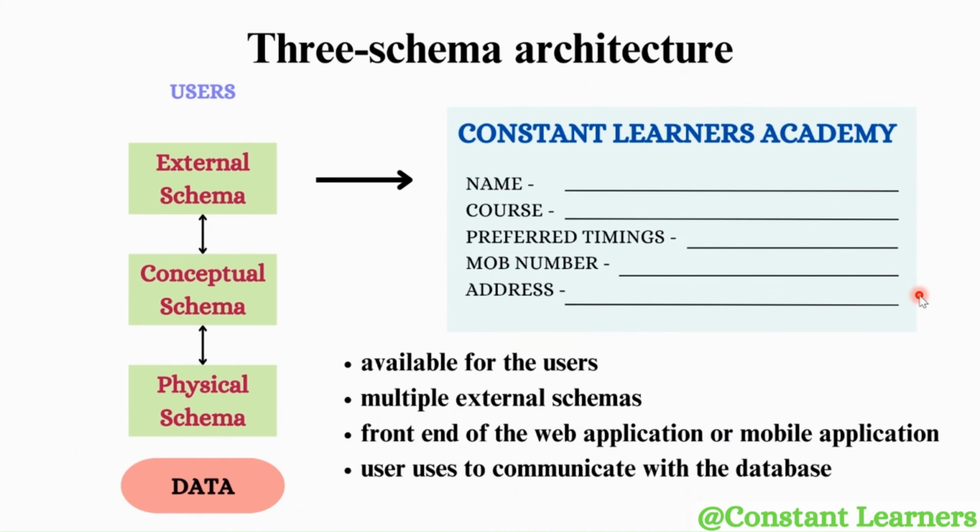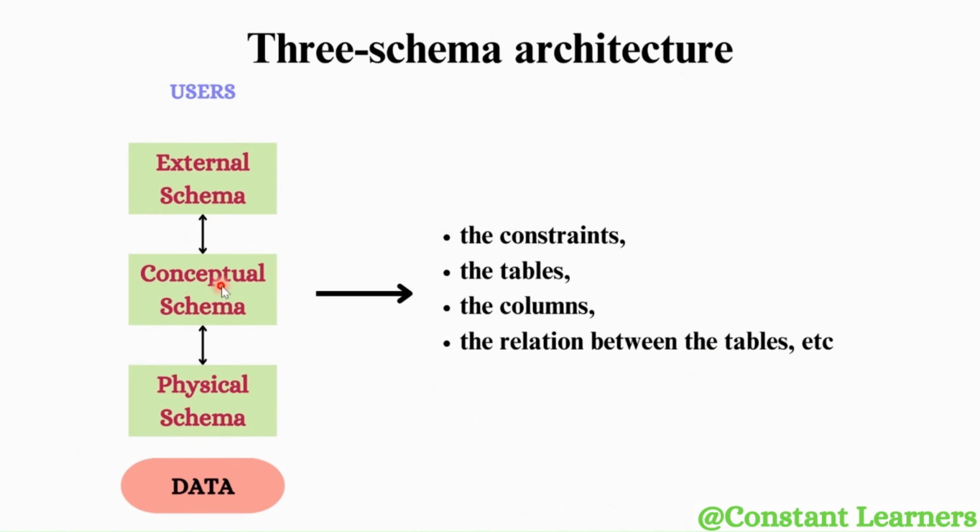Like in emails also, we can open Gmail and we can view our email. So we are viewing our data. That is, we are requesting data from the database. We are trying to view our data from the database. So that can happen either on different websites, that is web applications, or mobile applications, okay, that the user is using to communicate with the database. All right, so this is the front end of the web application or mobile application, and this is external schema or external view. All right, second is the conceptual schema.